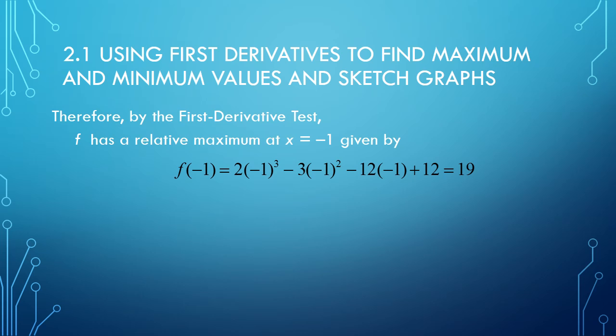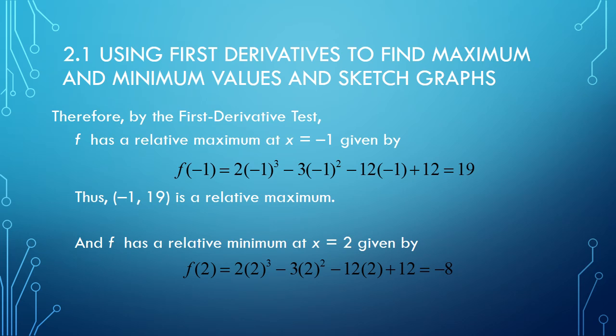So we have that there is a relative maximum at negative 1, and to find the y value, we put negative 1 into the original equation. And we have a relative minimum at 2, and again, to find the y value, we put it into the original equation.